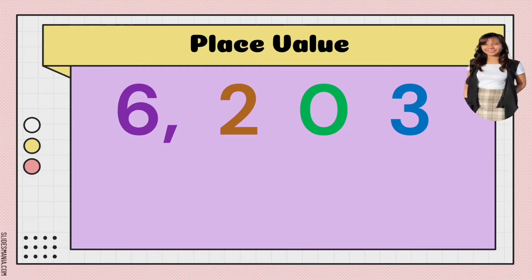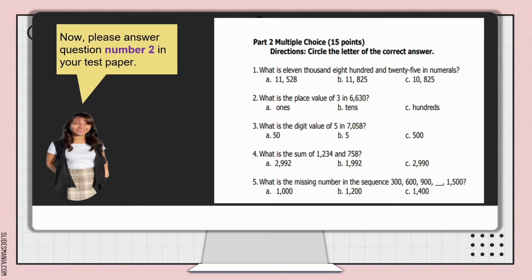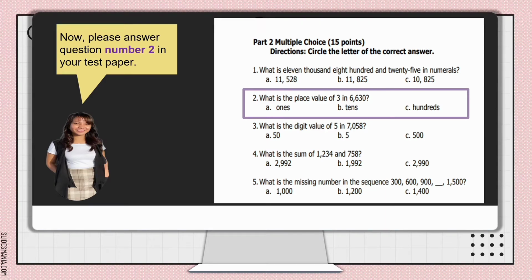Next, number 2. Okay, so before we proceed to number 2, just a quick recap about place value. So we have here the number 6,203. From the right, the number 3, the place value is ones. Next, tens, hundreds, thousands. Ones, tens, hundreds, thousands. So these are called place values, okay? Now for number 2, please answer question number 2 in your test paper. What is the place value of 3 in 6,630? Is it A, ones, B, tens, C, hundreds?